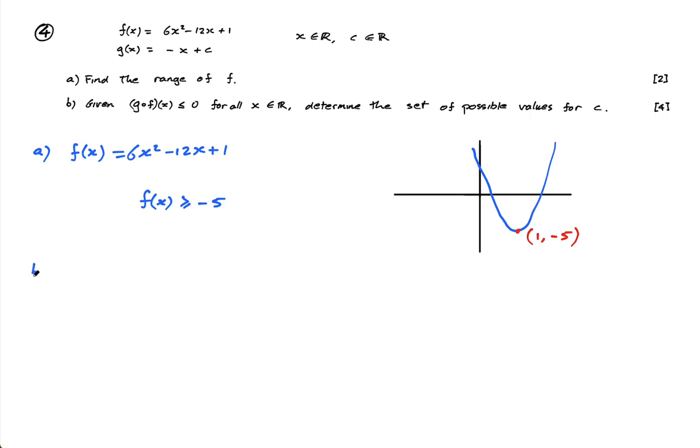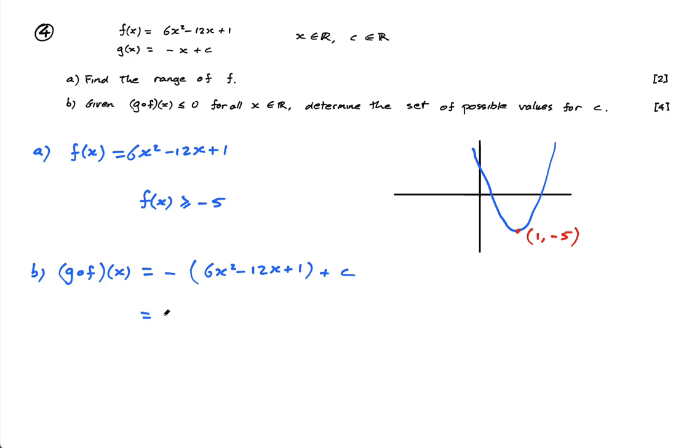Done. Part B. Given g of f of x is less than or equal to 0 for all x an element of the real numbers, determine the set of possible values for c. Okay, the first thing I want to do, guys, is get g of f of x. That means I'm subbing f into g. So it's minus, now instead of x, I'm going to put f, 6x squared minus 12x plus 1. And then there's this plus c.